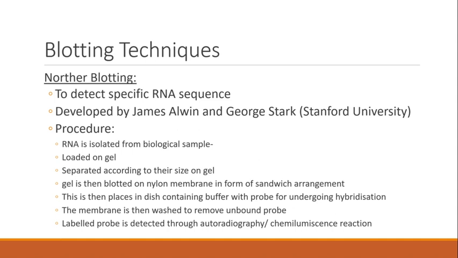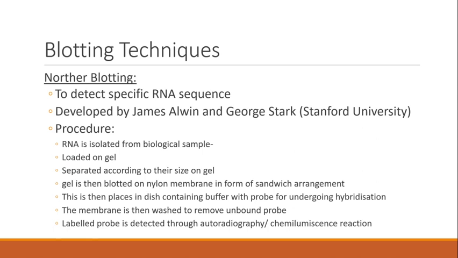Southern blotting is used to detect DNA, so that is considered under the molecular method. In the biochemical method we'll be studying the Northern blotting and the Western blotting. The Northern blotting basically helps you detect specific RNA sequences. It was developed by James Alwine and George Stark. They were scholars from Stanford University.